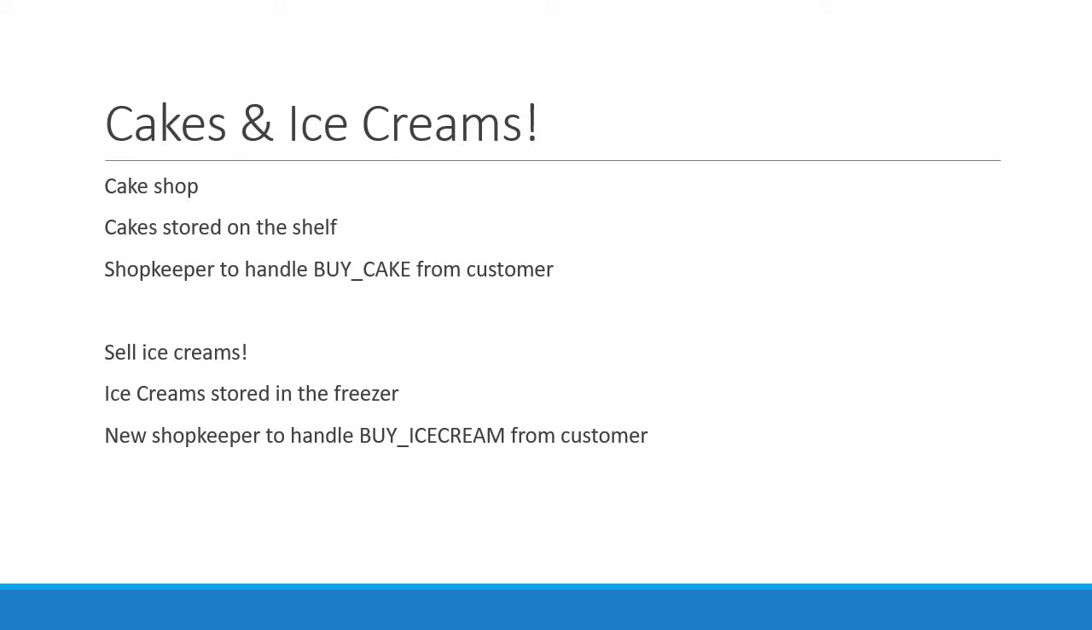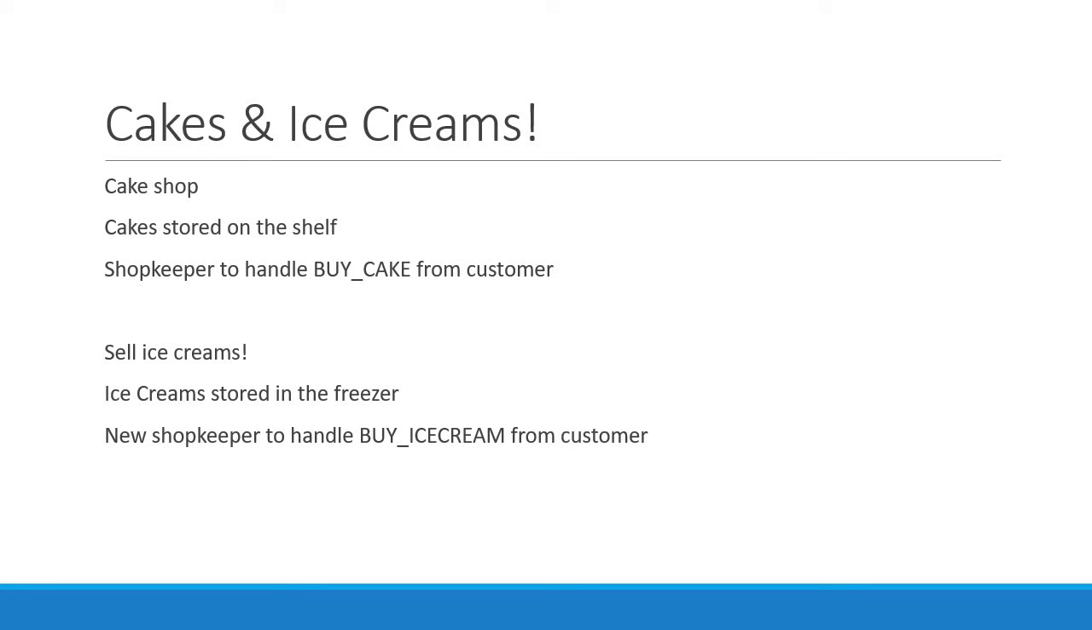We now have two shopkeepers. One is solely responsible for cakes and one is solely responsible for ice cream. When a customer comes in with an intention to buy a cake, Shopkeeper 1 handles the request. He's only worried about the cakes on the shelf and is not bothered about Shopkeeper 2. When a customer comes in with an intention to buy an ice cream, Shopkeeper 2 handles it. He's only worried about the ice creams in the freezer and is not worried about Shopkeeper 1.